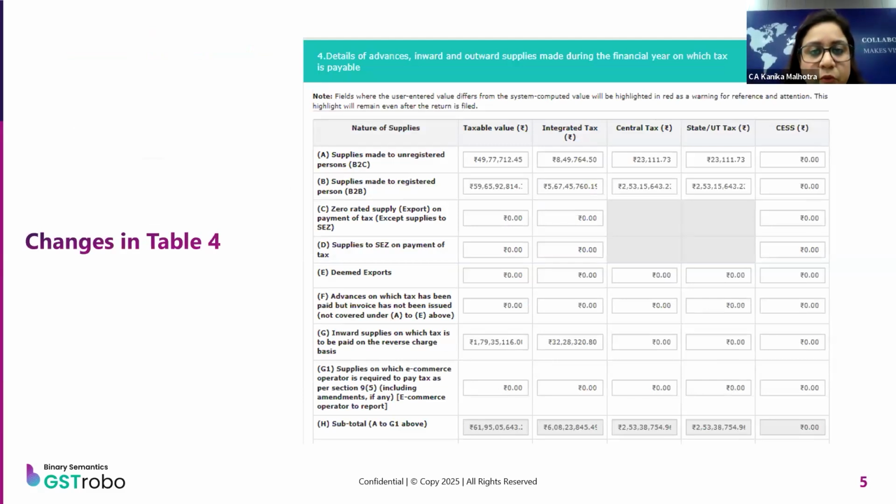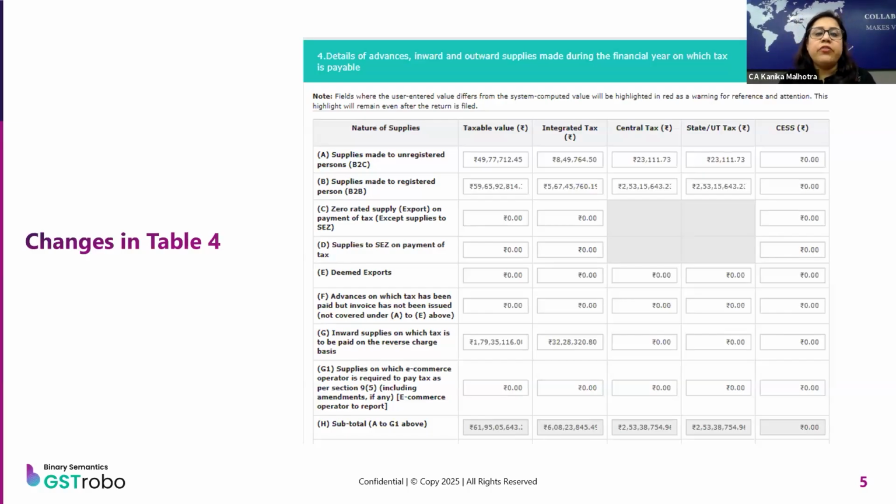As you can look upon this table 4, this is basically all the details related to your outward supplies. Here a very minor change has happened, and that too in row number 4G1: supplies on which e-commerce operator is required to pay tax as per section 9(5). As you can clearly see, here all the supplies that have been made under section 9(5). Let me give you a short example to have a better clarity and understanding.